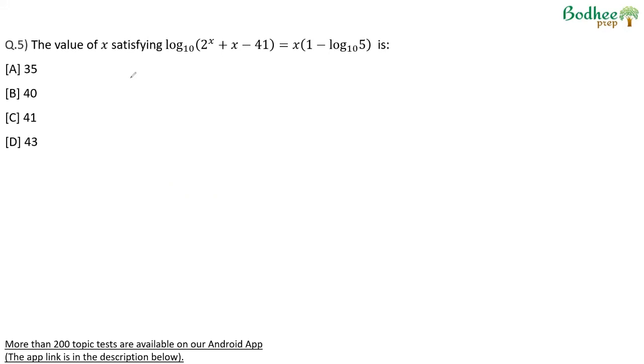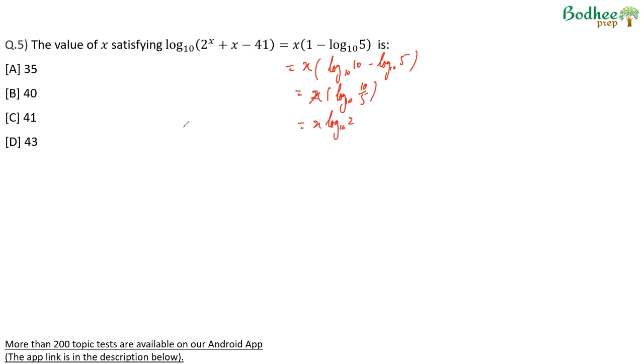The value of x satisfying log of 2 raised to power x plus x minus 41 to the base 10 is equal to x into 1 minus log of 5 to the base 10 is. So now I'm working with the right hand side first. This 1 can be written as log of 10 to the base 10 minus log of 5 to the base 10. This becomes x into log of a minus log of b is log of a by b to the base 10. Hence, this is x log of 2 to the base 10.